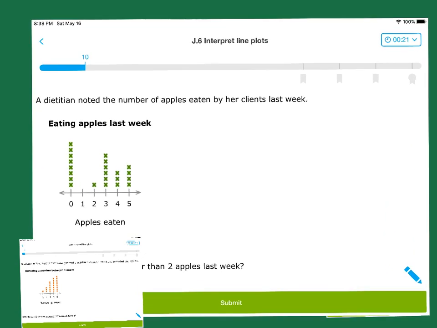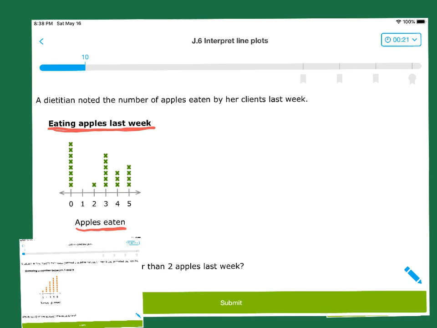This one says, a dietitian noted the number of apples eaten by her clients last week. So here's the number of apples eaten. We've got a title at the top, eating apples last week. So this tells us how many apples they ate. It's just telling us the name of the chart. Charts, like people, have got to have a name. This tells us what these numbers are. It's numbers of apples eaten, right? So some people ate 0, nobody ate 1, one person ate 2, and on and on. And this is just how many, right?